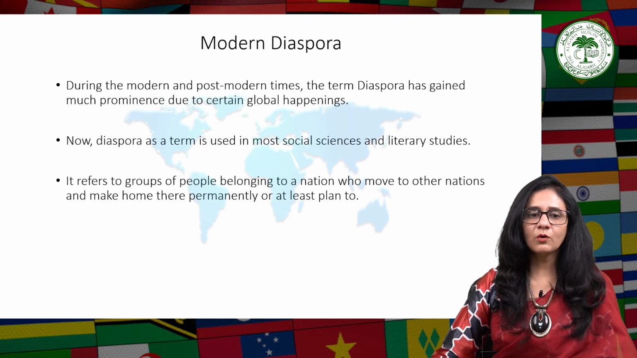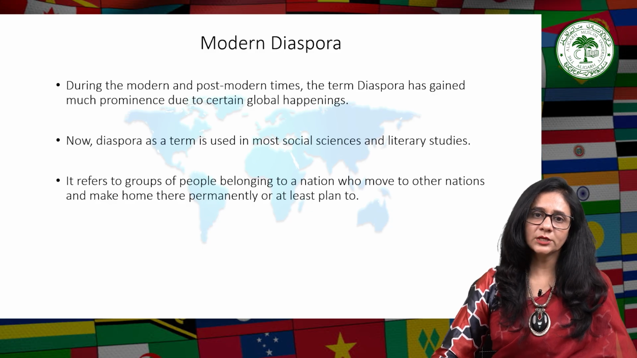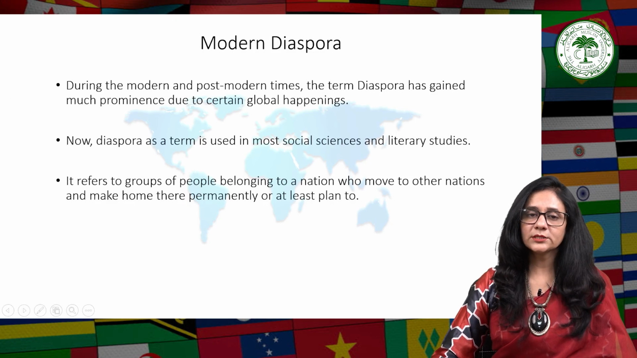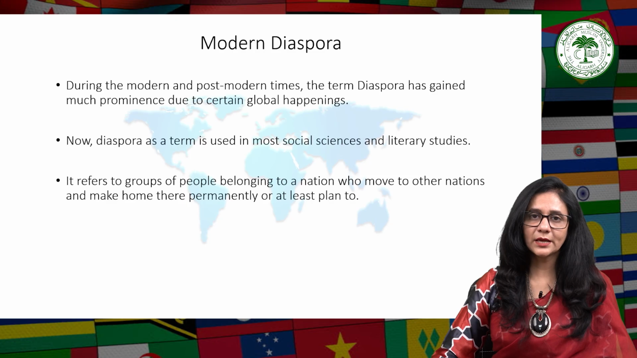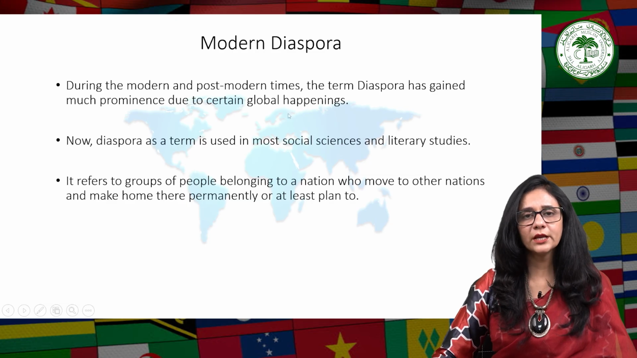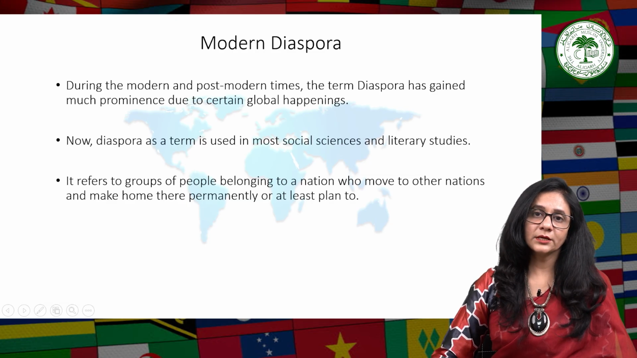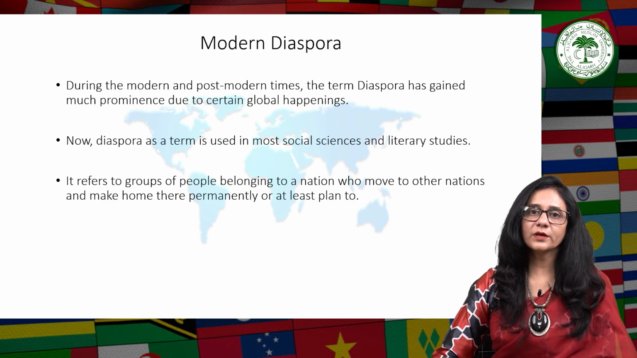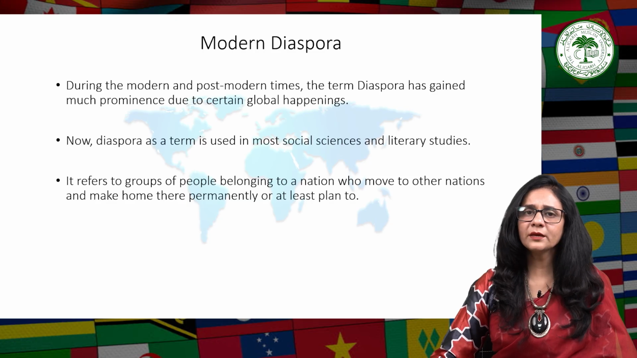We know that during the modern and postmodern times, the term diaspora has gained much prominence due to certain global happenings. Now, diaspora as a term is used in most social sciences and literary studies. It refers to groups of people belonging to a nation who move to other nations and make home there permanently, or at least plan to. They do so for various reasons, of which economic reasons are primary. People generally move for improving their financial status, although there could be other reasons too for such movements, like political reasons, cultural reasons, educational reasons, or simply better quality of life.